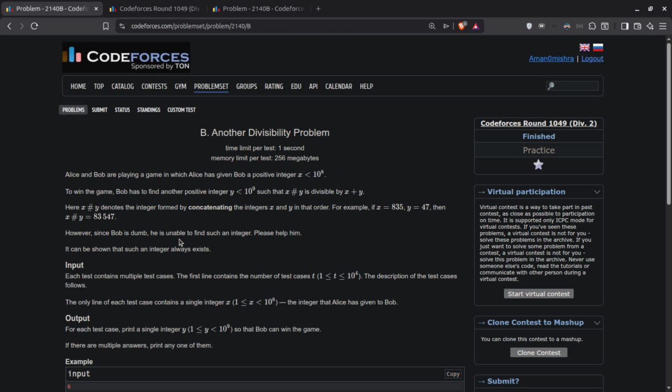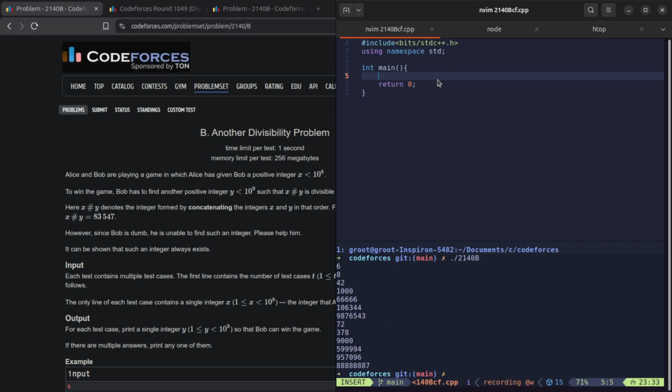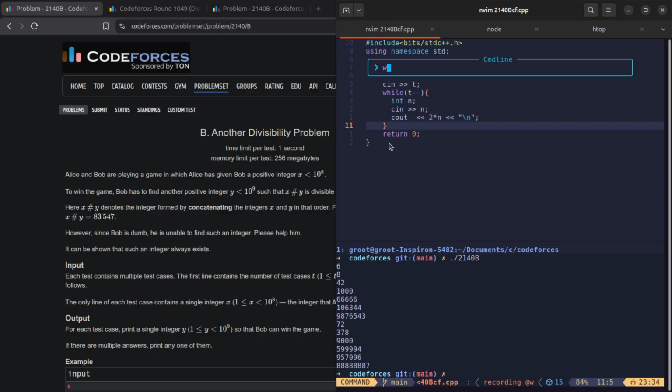Okay, so let me show you. The code is damn simple. int t for the number of test cases, then while t, int n, then cout 2 times n. Its time complexity will be around big O of 1, very less.